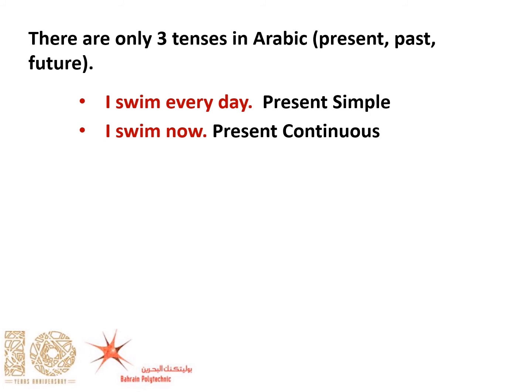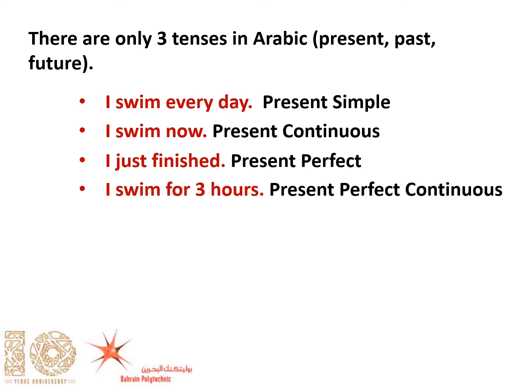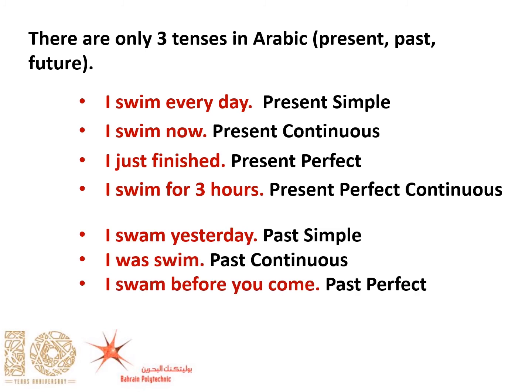But present continuous would be used in this way in the Arabic language. I swim now instead of I'm swimming now. And for present perfect, we would say I just finished instead of I have just finished. Present perfect continuous, the version of the Arabic one is I swim for 3 hours instead of I have been swimming for 3 hours, and so on. For the past simple, I swam yesterday. Both versions are the same.